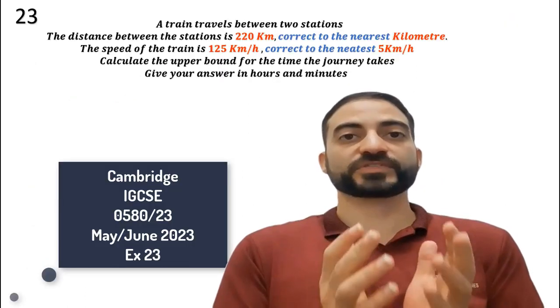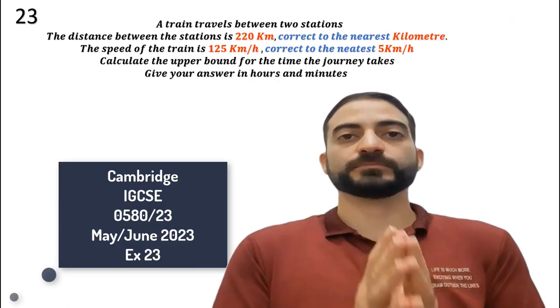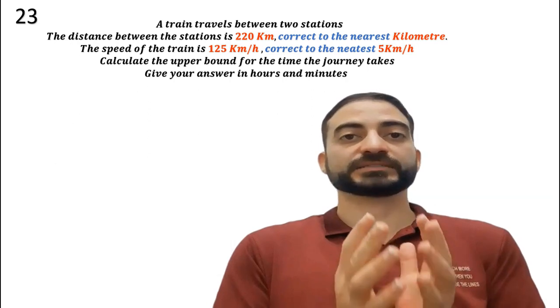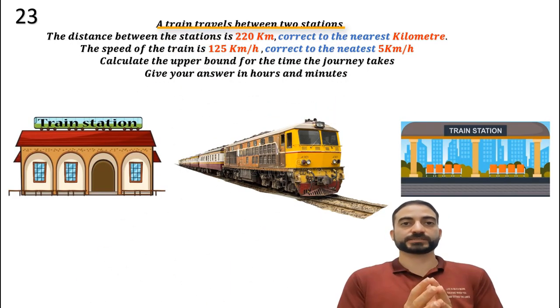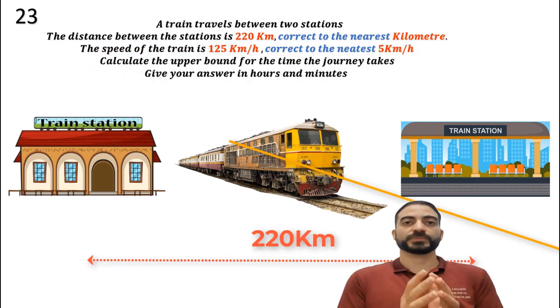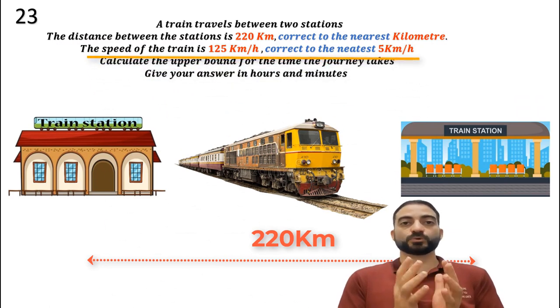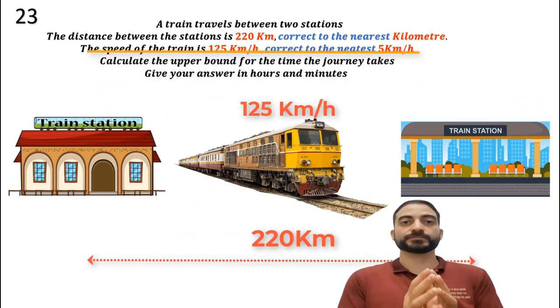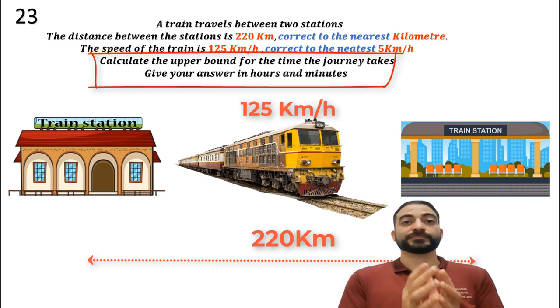We will solve question 23 for the Cambridge IGCSE 2023 competition. This question tells us that a train travels between two stations. The distance between the stations is 220 km, correct to the nearest kilometer. The speed of the train is 125 km per hour, correct to the nearest 5 km per hour. We are required to calculate the upper bound for the time the journey takes. Give your answer in hours and minutes.